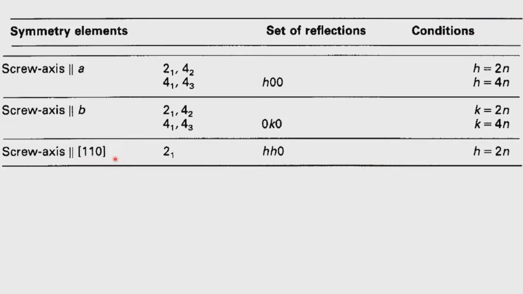Screw axis parallel to 1, 1, 0, that is quite possible, and then you have therefore the systematic absences H, H, 0. This is possible in tetragonal systems because you have A equals B in a tetragonal system. So you can have a 2, 1 screw axis parallel to 1, 1, 0 direction. So the crystal systems could be ideally identified based on these systematic absences.